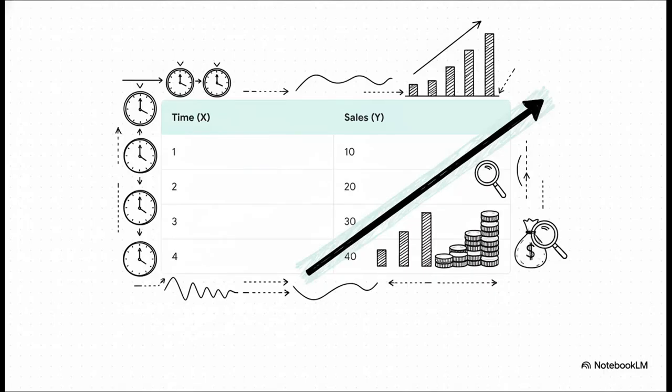Okay, for our example, we're using this really clean data set just so the concept is crystal clear. So at time 1, let's say our first month, we made 10 sales. At time 2, 20 sales, time 3, 30 sales, and so on. Now, in the real world, data is never this perfect, but this simple example really helps us see that straight line relationship we're looking for.